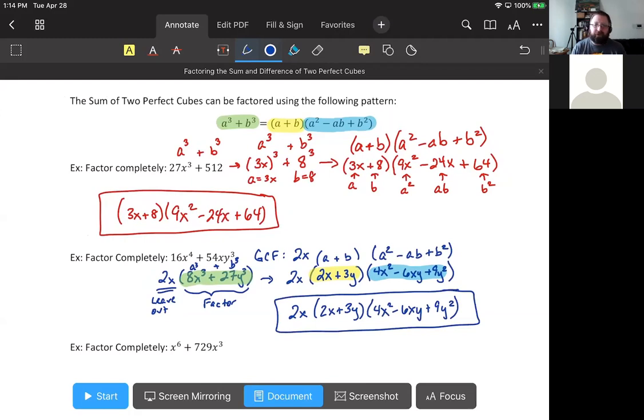So just like any other kind of factoring, your first step is always to pull out the GCF if one exists. After that, then you need to follow your pattern for sum of two perfect cubes, which says up there at the top with the highlighted part right here, a cubed plus b cubed factors into a plus b times the quantity a squared minus ab plus b squared. Take a screenshot if you want one. We're going to go on to the next example here.